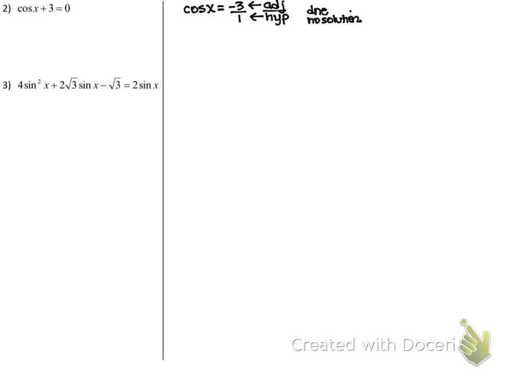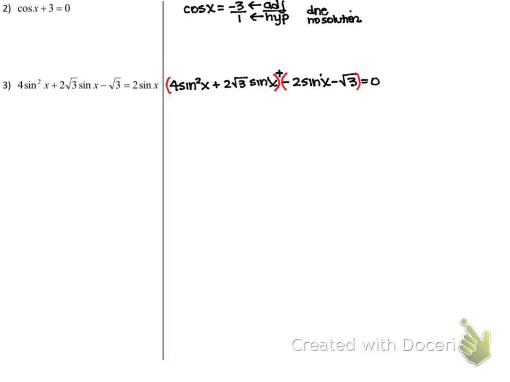So let's do 4 sine squared x plus 2 root 3 sine x. I'm just going to put the minus 2 sine x next. So I'm just going to subtract it from the other side. Okay, I have 4 terms. I think I'm going to try factoring by grouping. So I'm going to put the first 2 together, and then I'm going to put a plus sign, and I'm going to put the second 2 together.